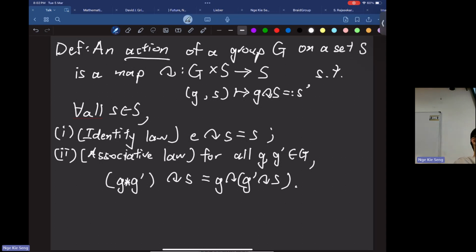G is a group, in particular a set. X is also a set. But what does it mean by a set multiplied by a set? Usually when it is a set and not a number, we won't say it's a multiplication. Usually we say cross. Okay, G cross X is just a cross, not multiplication. So where's G cross X here?